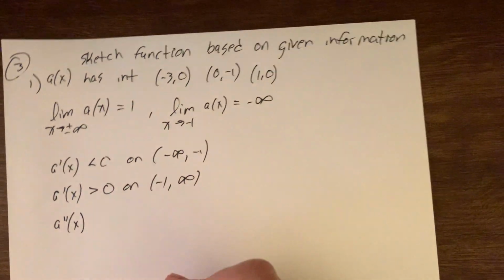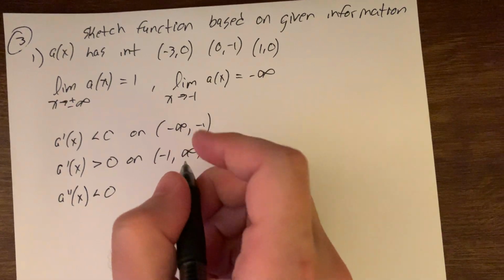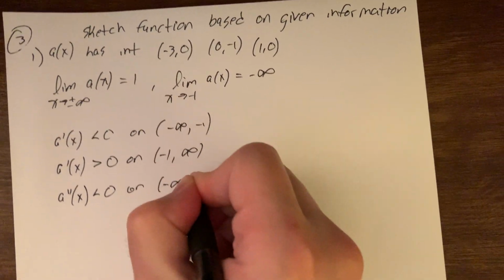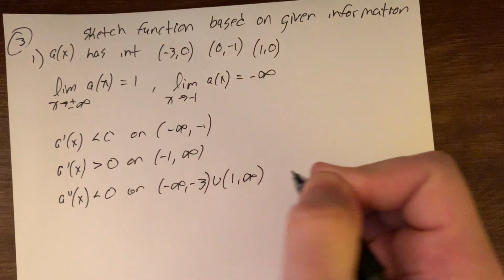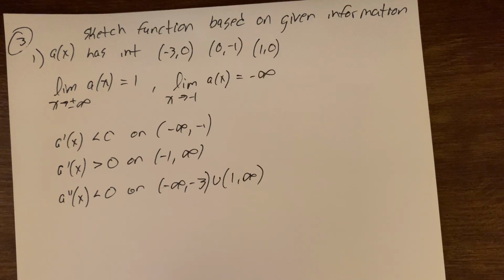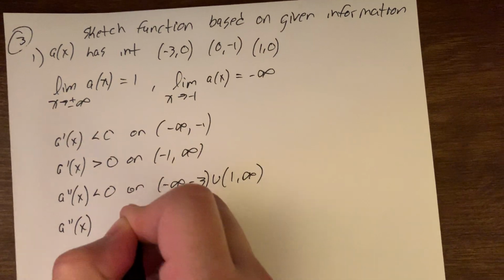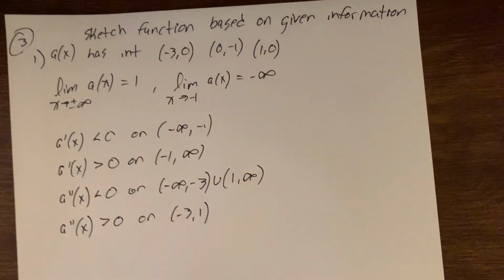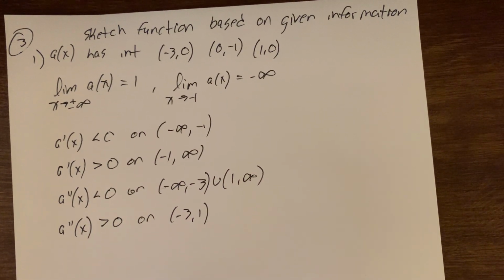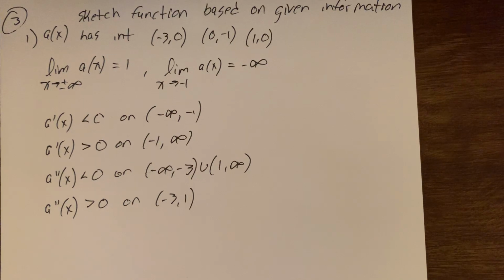A double prime of x is less than 0. This one will have on the interval -infinity to -3, union 1 to infinity. And then we will have A double prime is greater than 0 on the interval -3 to 1. Okay? So, a lot of information here, but we need to be able to sort it.